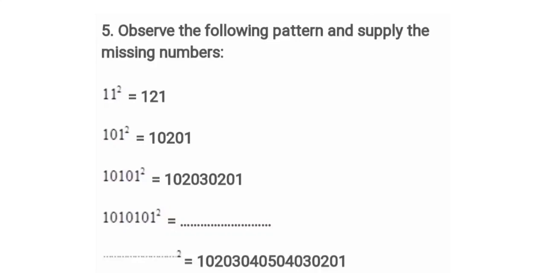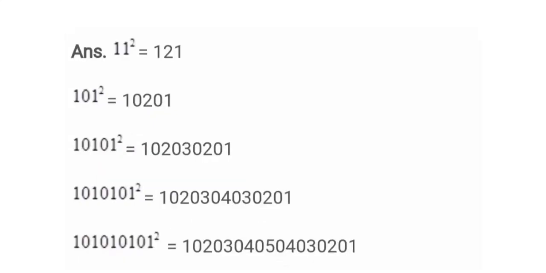So scholars, here you can see 101 square is what? 10201. Why is it coming 10201? Because here 1 is 2 times. So first we will write 10, then 1 is 2 times, so we will write here 20 and the 1. Now see the third one, 10101. So how many times 1 is coming? It's coming 3 times. So it will go up to 3. Means 10, then 20, then 30. Now reverse form, 20 and 1.